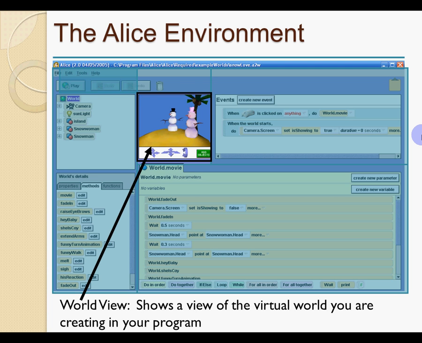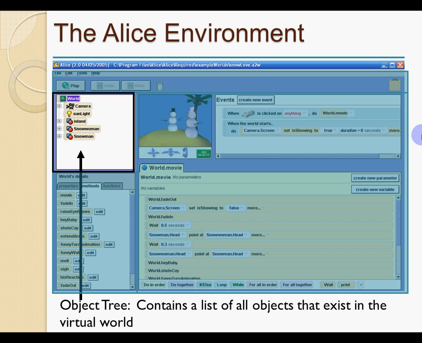In the center of the screen, you have your world view. This shows a view of the virtual world you're creating in your program, so you can see where all of the objects are in that current point in time. On the left-hand side, you have what's called the object tree. This contains a list of all of the objects that exist in your virtual world. So whenever you want to add a new object to the world, it will show up in that object tree. You can see here that the plus sign beside some of these objects exists. If you click on that plus sign, it will show you all of the subparts of that particular object.